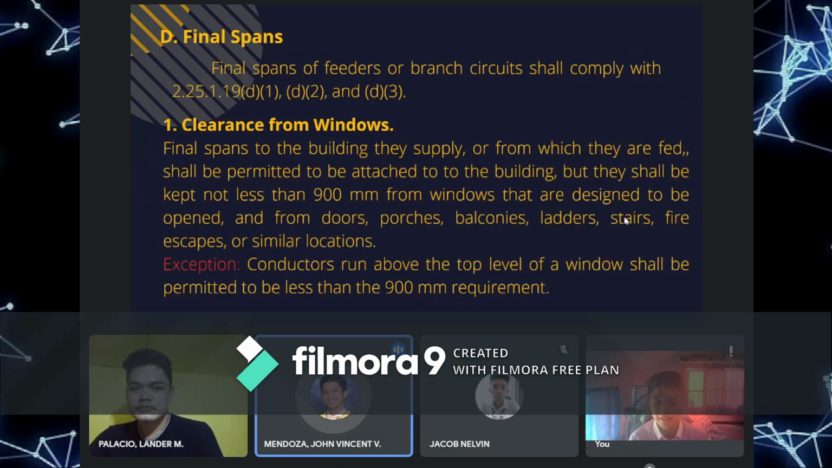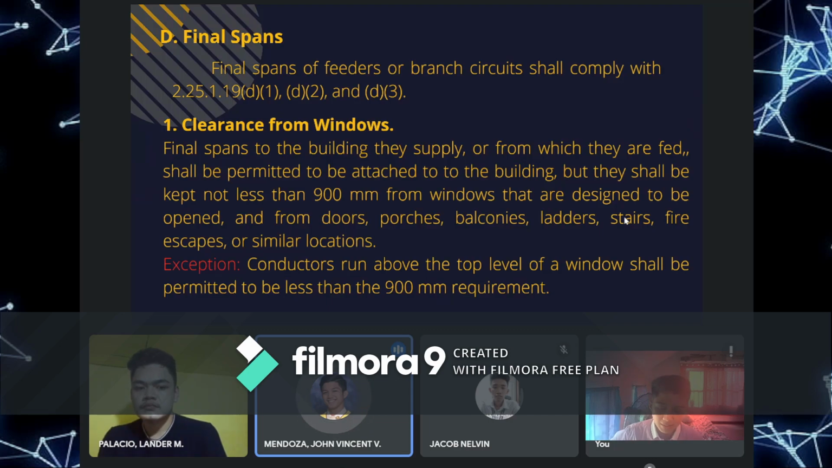So, letter D, final spans. Final spans of feeder or branch circuit shall comply with 2.25.1.19. Ito yung mga in-explain ko kanina, yung D1, D2, and D3. Number 1, clearance from the window. Final spans to the building they supply or from which they are fed shall be permitted to attach to the building, but they shall be kept not less than 900 millimeter from the windows that are designed to be open, and from doors, porches, balconies, ladders, stairs, fire escapes, or similar location.